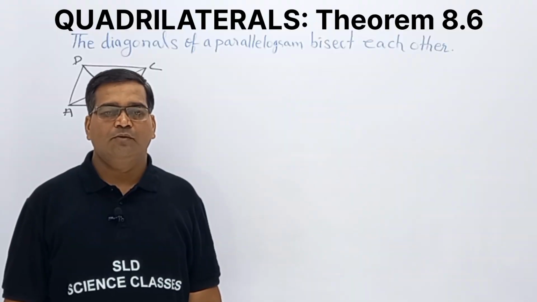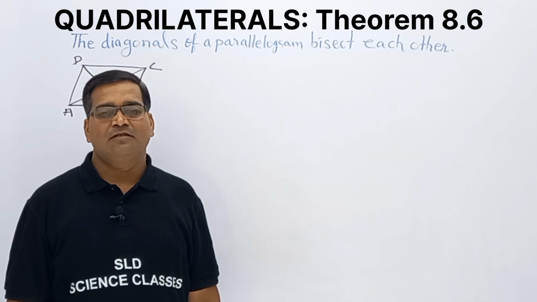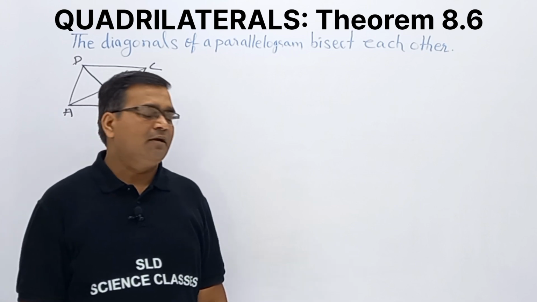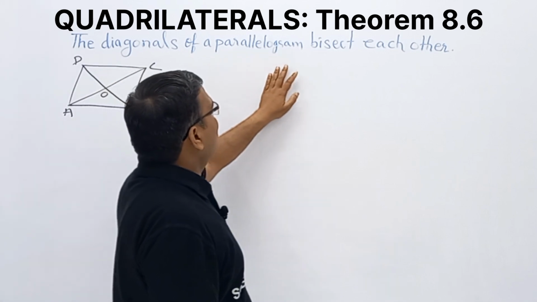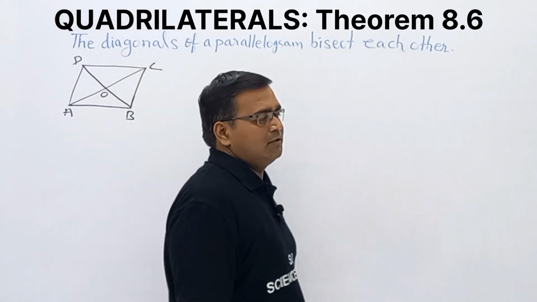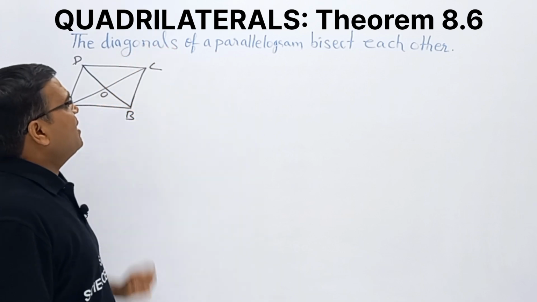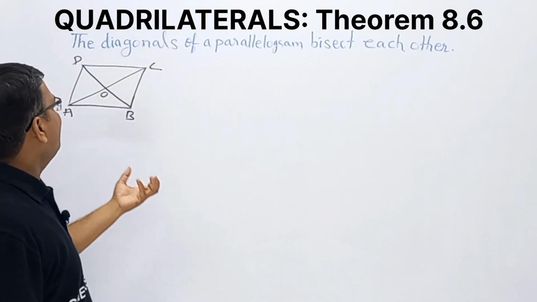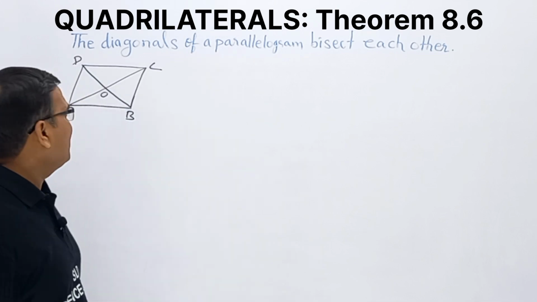In this class, we are going to discuss theorem 8.6, chapter 8, quadrilaterals. Observe this theorem. The diagonals of a parallelogram bisect each other. So what about the theorem? The diagonals of a parallelogram. So what do we have in the theorem? One parallelogram.